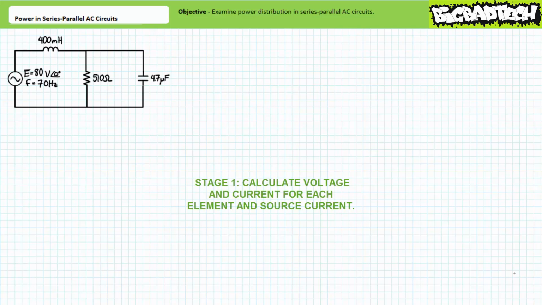Stage 1 of this illustrated example problem necessitates we solve for the voltage drop across each element, the current through each element, and the source current. Once we've got these values, we'll move on to stage 2 and examine power distribution within this series parallel AC circuit. By all means, pause the lecture and try stage 1 on your own. If you're tracking, you should have obtained the following results.